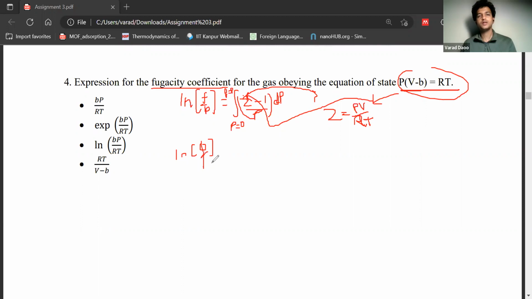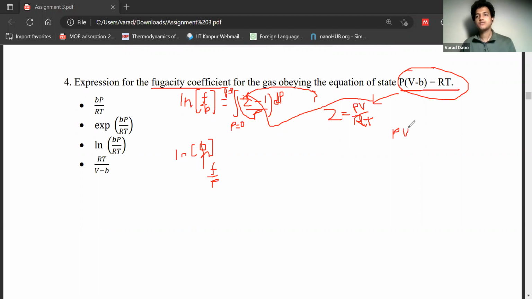Okay, because this is nothing but f by p. This is what we are asked. Just simple mathematics. Okay, I'll give you 2 minutes to solve it. Anybody got it?